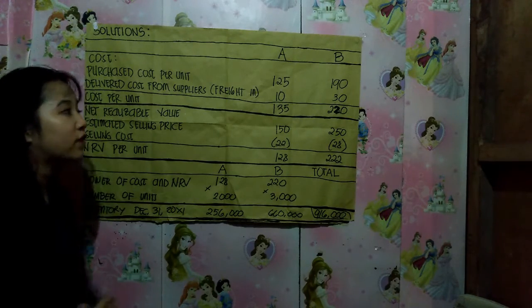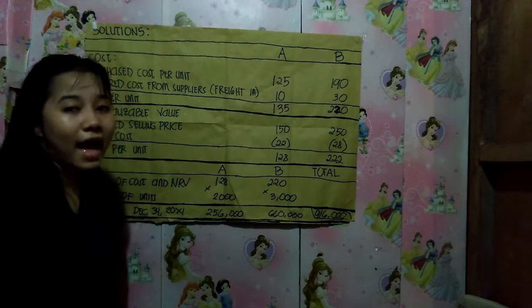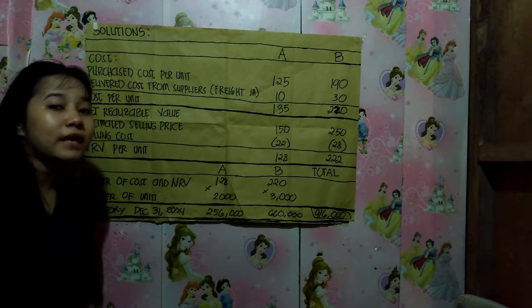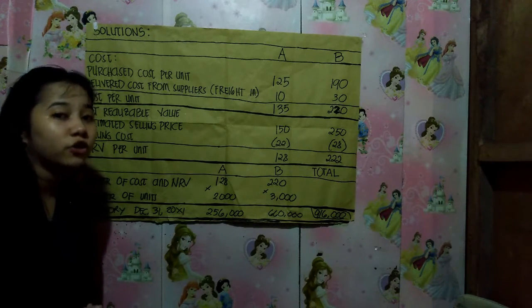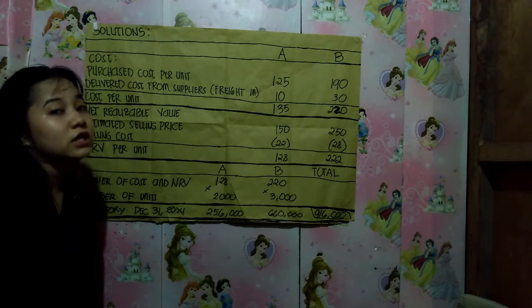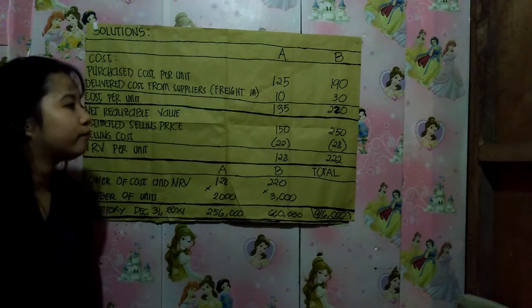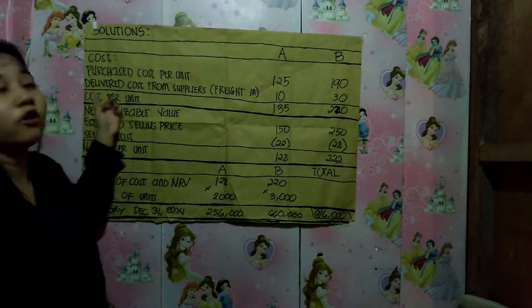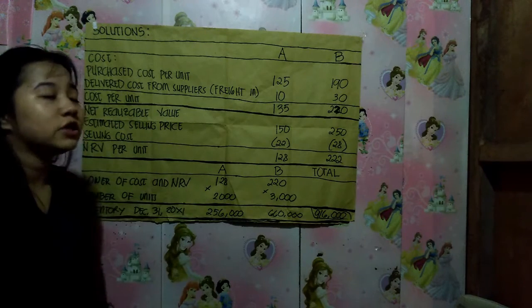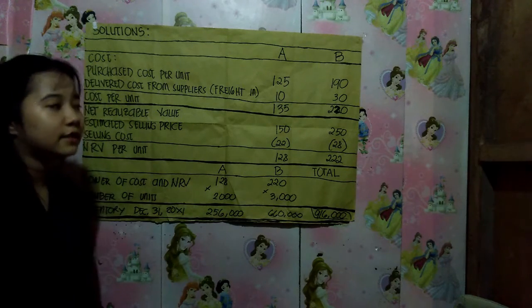So for the total, we're just going to add the two. So 125 plus 10 is 135. Then 190 plus 30 is 220. So that will result in the cost per unit. So we now have the cost per unit. Now the NRV per unit.